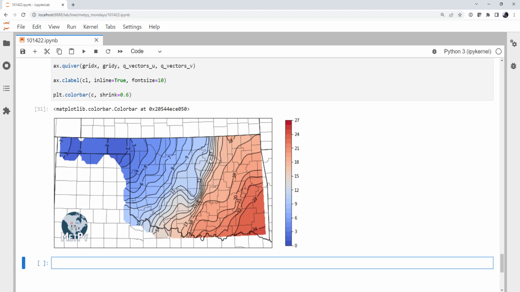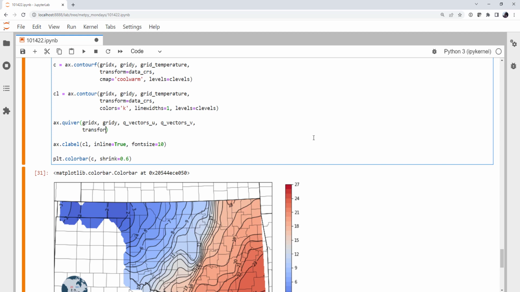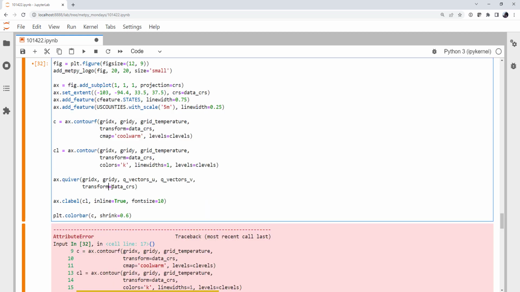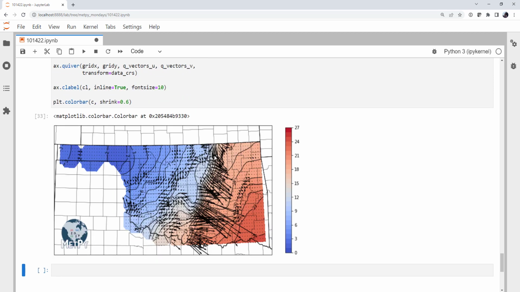Okay, so what happened? We don't see them. Well, we can't forget that we need to tell plot what our transform is. We're working in our data coordinate reference system, which was just lat and longitude. And our map is not in that coordinate reference system. That should just be transform. Okay, now we've got a vector field. I can't really tell a lot about it yet. These are all pointing into warm, so that would mean this is a frontogenic zone. That makes sense. But they're a little larger than I would prefer them.